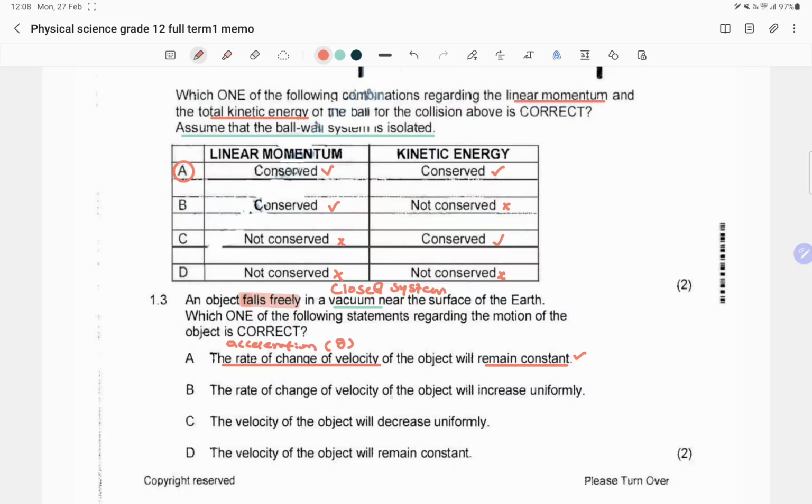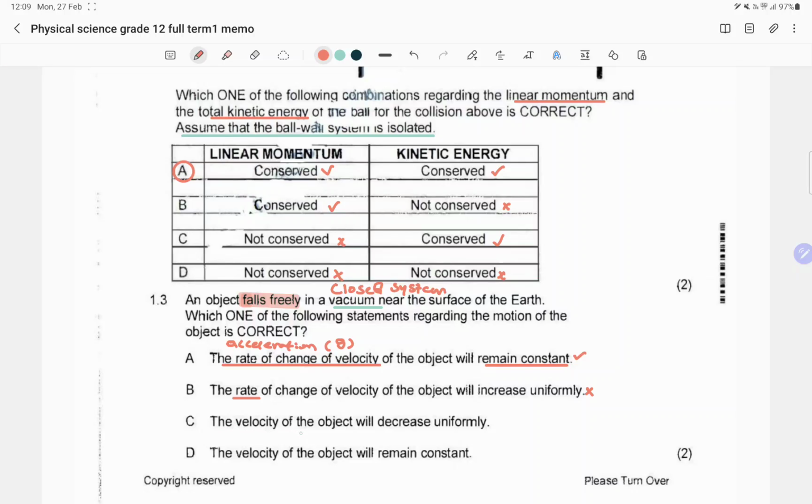Now the rate of change of velocity of the object will increase uniformly. Okay, not the rate, basically. The problem is the rate here. Because we know that if we have a constant acceleration, it means the change of velocity, not the rate, but the change of velocity of the object will increase uniformly. So because we are saying the rate, we are now suggesting that acceleration will change. Acceleration is constant, so that is not true. But if we just took out the word rate, it would be true.